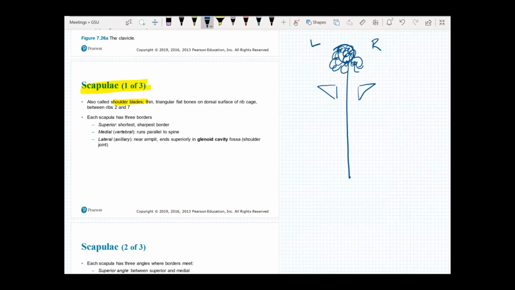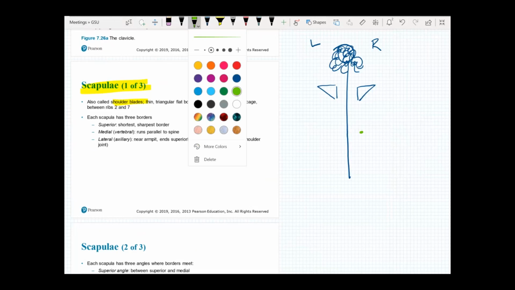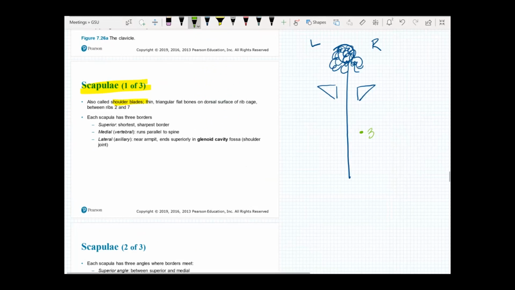They are a little bit more triangular. And with these scapula that have this triangle shape, they will all have borders and angles. So they will all have 3 borders and 3 angles. So the borders are going to be 1, 2, 3. You don't need to know the name of them for this class. You just need to know that there's 3 borders. And then angles, you're going to have the same thing. You're going to have 1, 2, 3.